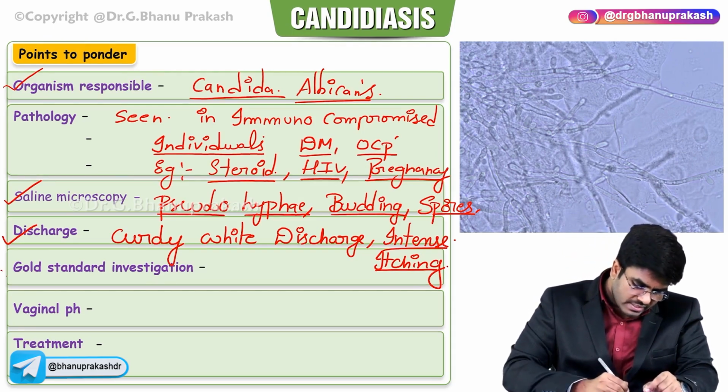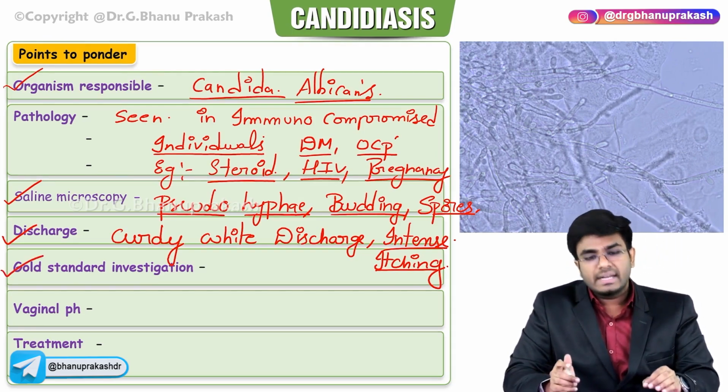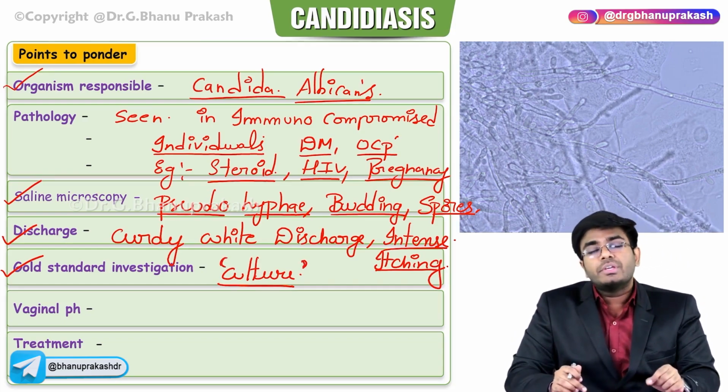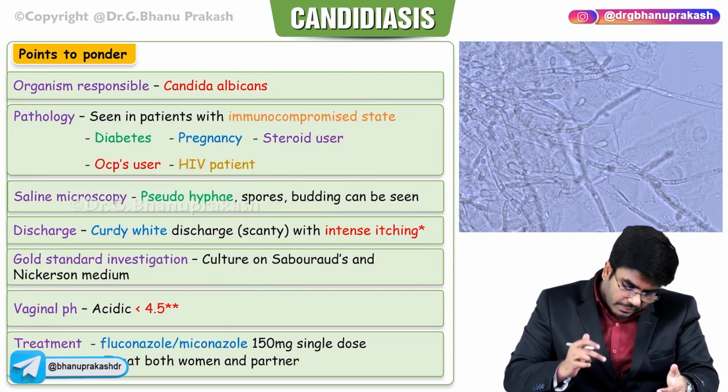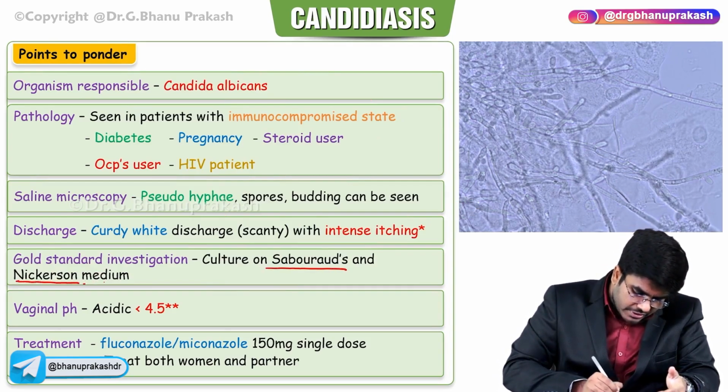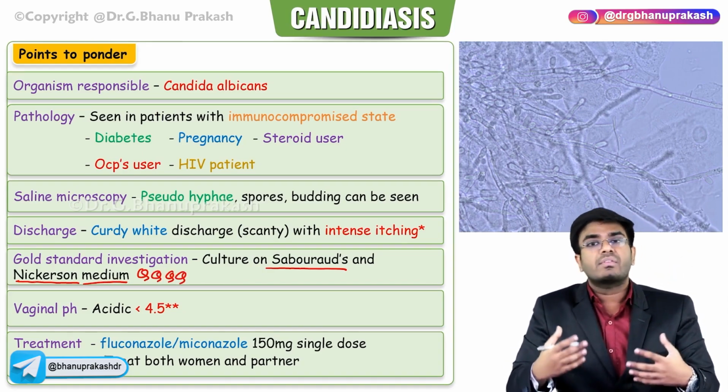Now, what's the gold standard investigation? The gold standard investigation is culture, and an important MCQ is what you have to culture on. The culture media used are Sabouraud's and Nickerson's media. MCQ: Sabouraud's and Nickerson's media are used to culture this fungus.